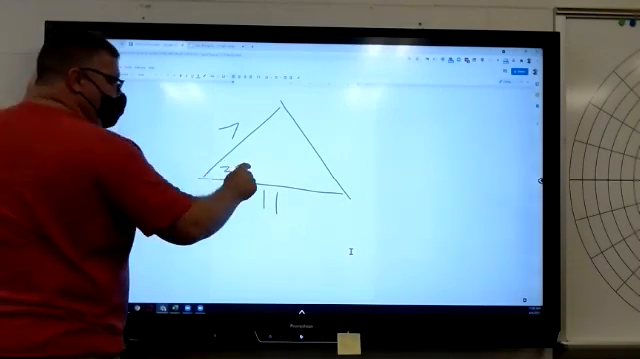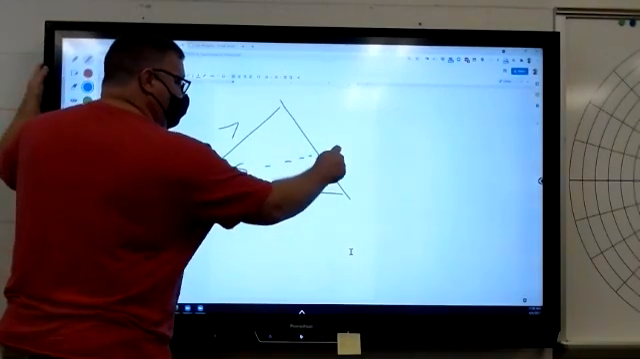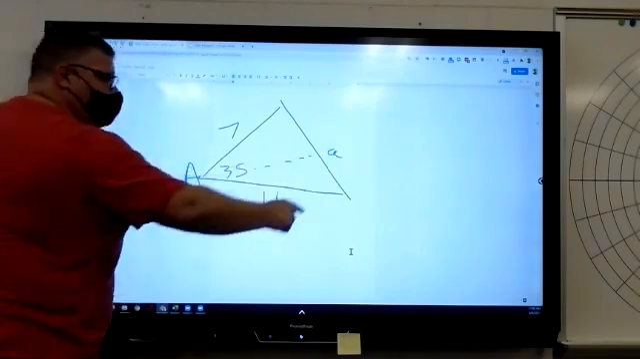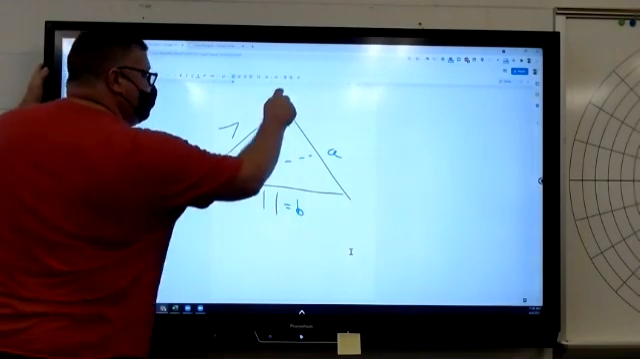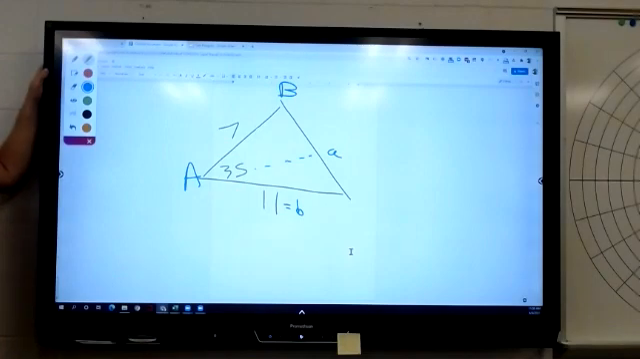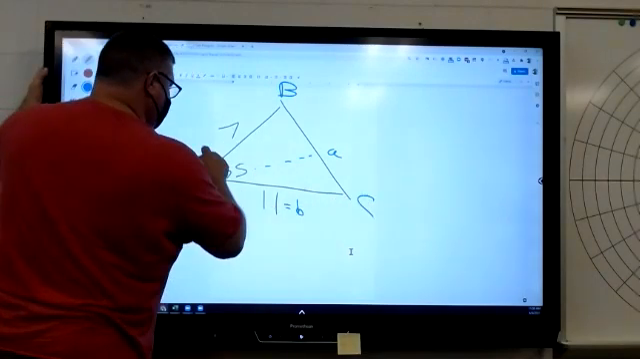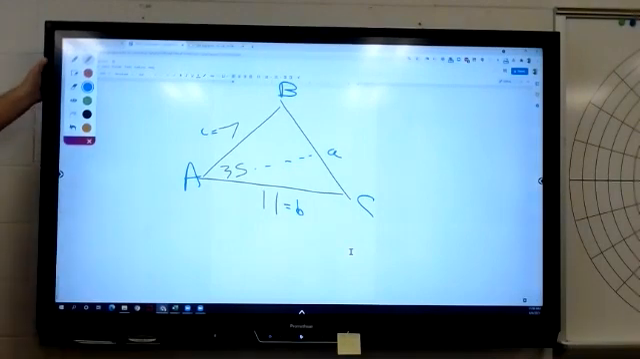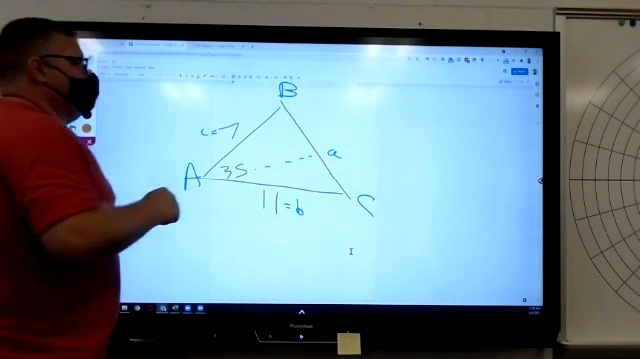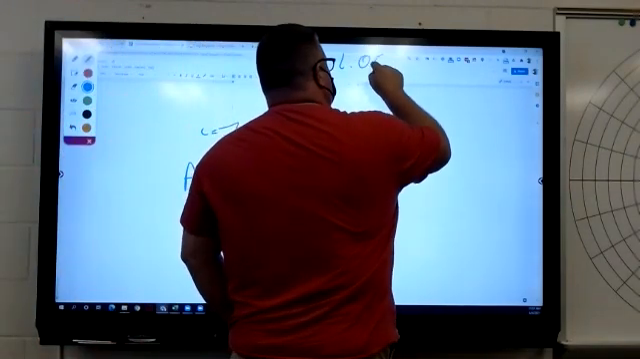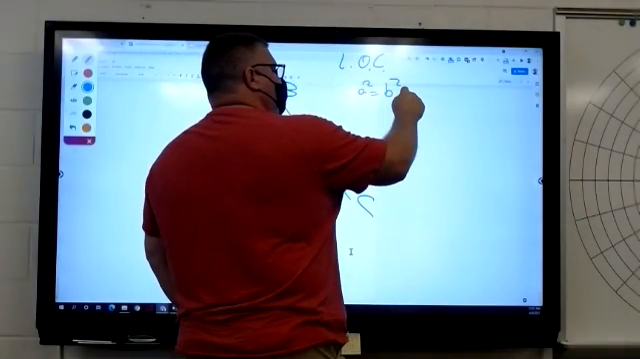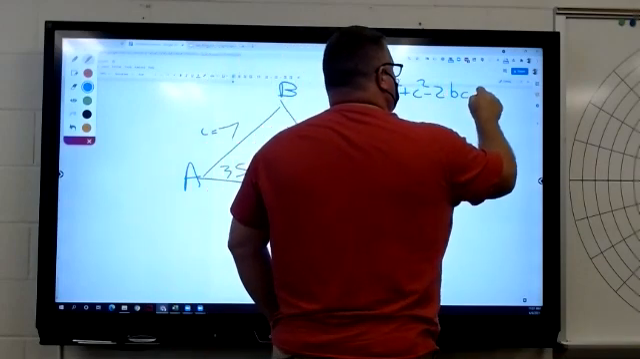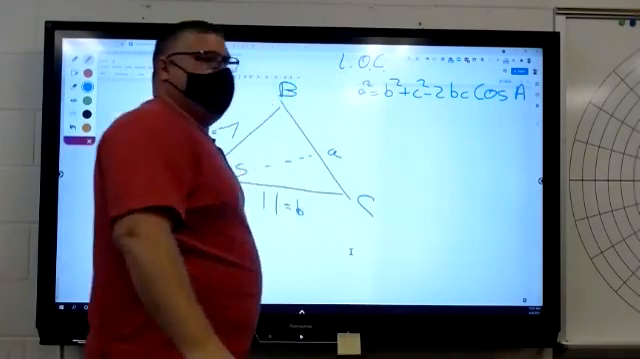Over here, this is A, that's little a. I have angle A, but I don't have side A. I have side B, but I don't have angle B, do I? Same thing for C and C. I can't use law of sines. This is where I have to use law of cosines. Law of cosines would be a squared equals b squared plus c squared minus 2bc cosine A.